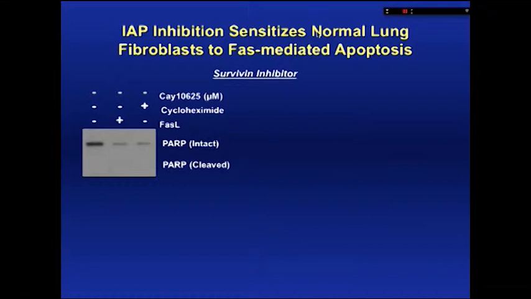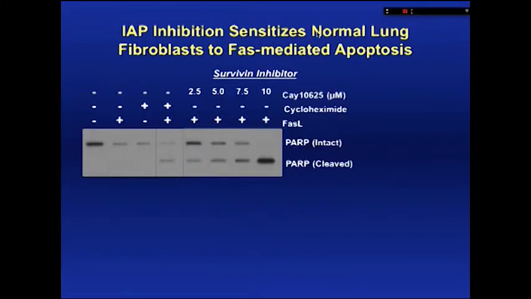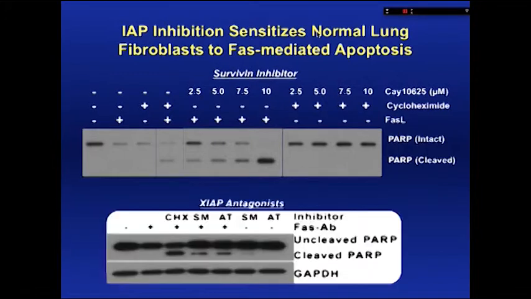And as I walk you through this Western blot, we're looking at cleaved PARP here, and this emphasizes the point that fibroblasts are resistant to Fas-mediated apoptosis. When we treat cells with Fas in the presence of cycloheximide, we see this cleaved PARP band, and that's indicative of apoptosis. When we treat with Fas alone, with increasing concentrations of a Survivin inhibitor, we see a progressive increase in apoptosis. But if we treat with the Survivin inhibitor in the absence of a Fas activating antibody, there's no apoptosis, even with cycloheximide.